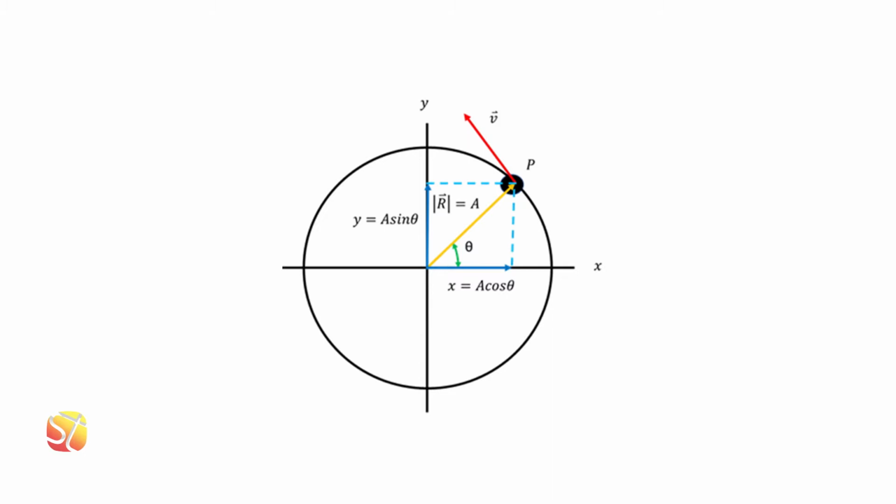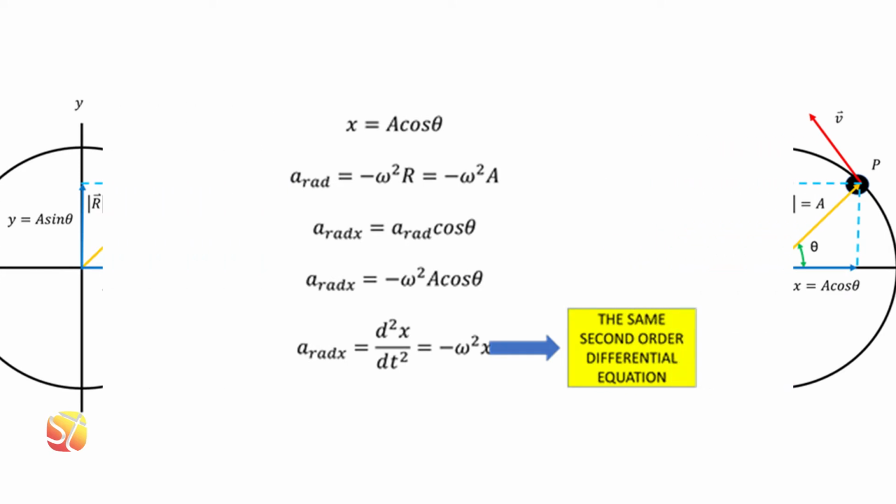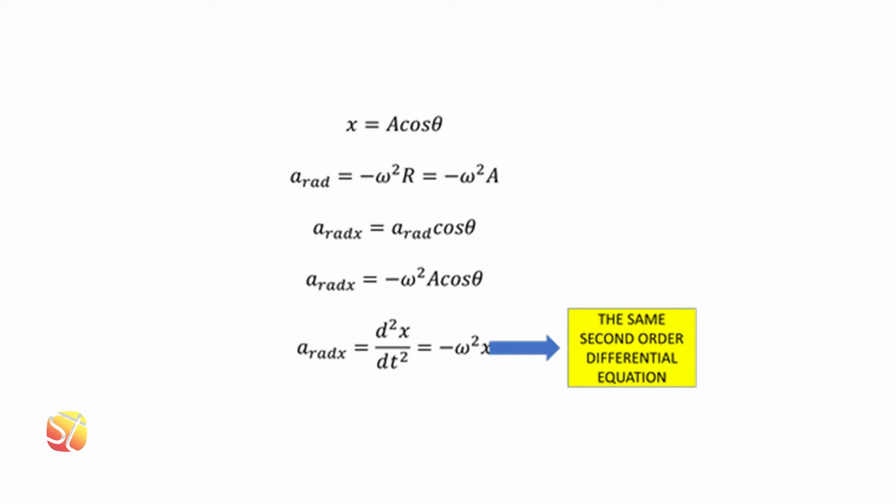Relating all of this to rotational motion, we can imagine a particle moving under uniform circular motion as shown. From the figure, we see that the x component of the radius becomes a cosine theta. Recall also from rotational motion that the centripetal acceleration, a rad, is equal to negative omega squared r, where in this case, r is equal to a, and the negative sign indicates that the direction is towards the center. The x component of a rad, denoted by a rad x, is equal to a rad cosine theta, and eventually becomes negative omega squared a cosine theta.